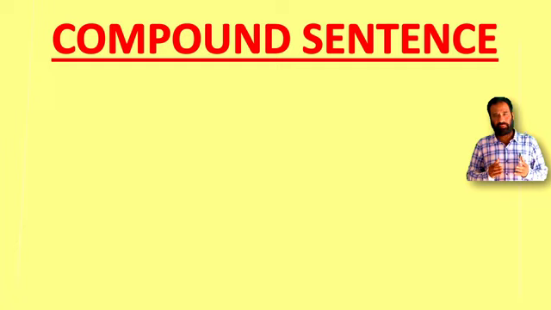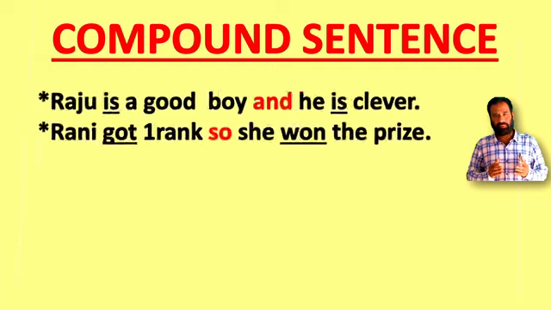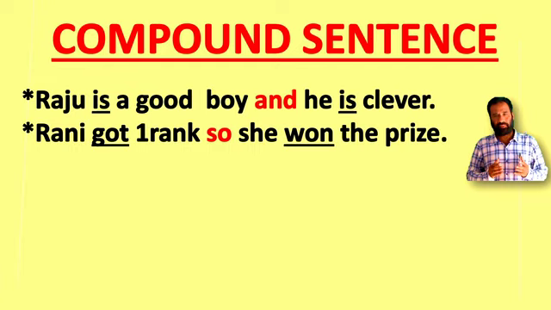Now let's see what compound sentences are. Study these sentences. Raju is a good boy and he is clever. Rani got first rank, so she won the prize. In both sentences, each sentence has two independent thoughts. Observe the first sentence. Raju is a good boy and he is clever. It has two main clauses. Raju is a good boy is one main clause. He is clever is another main clause. Each clause has a finite verb.